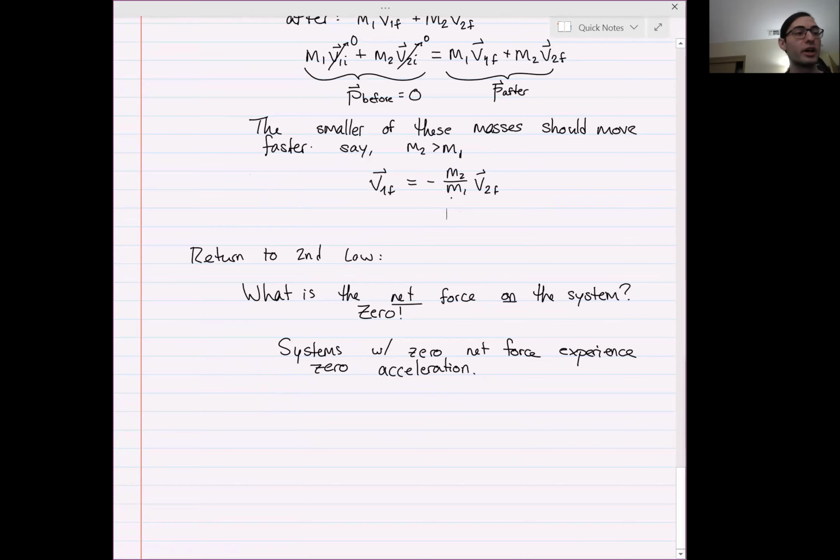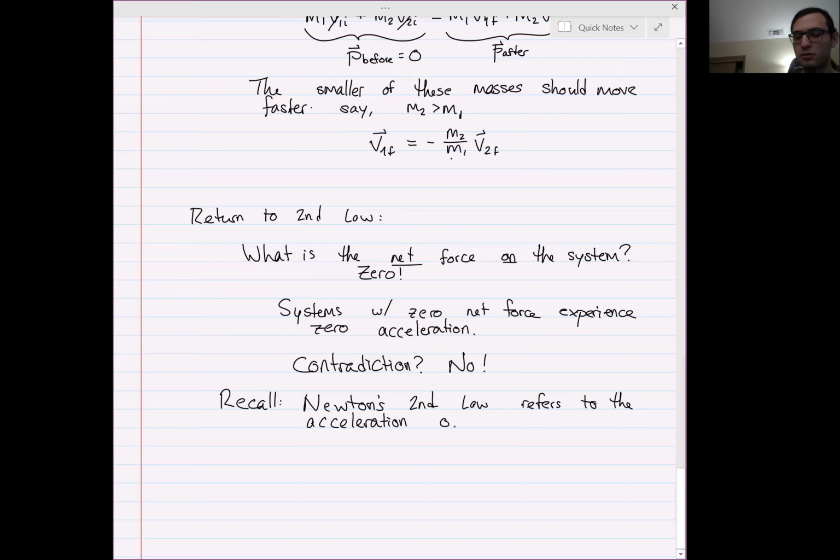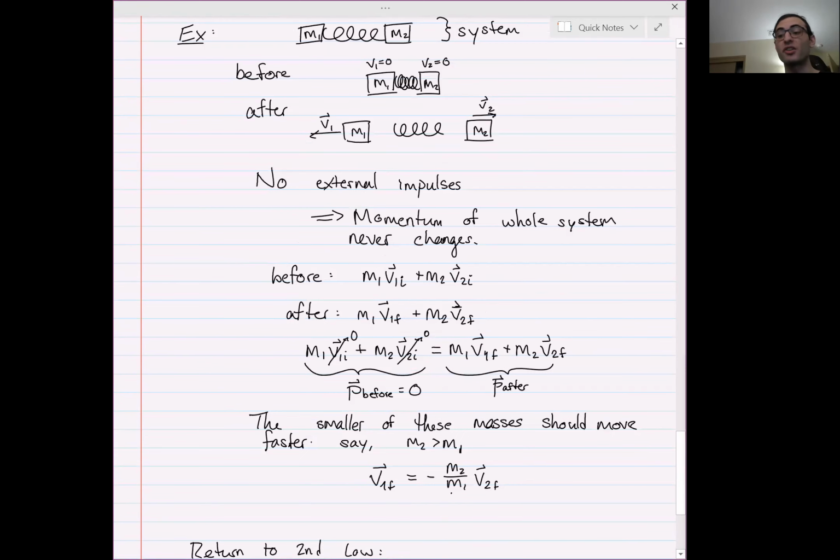So the question is, where did we go wrong? And the point that I was making earlier is the following. Recall that Newton's second law refers to the acceleration of the center of mass. That's the important bit. So each block will accelerate, but the claim is that the center of mass will not.